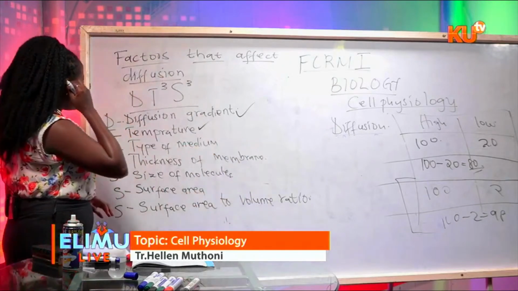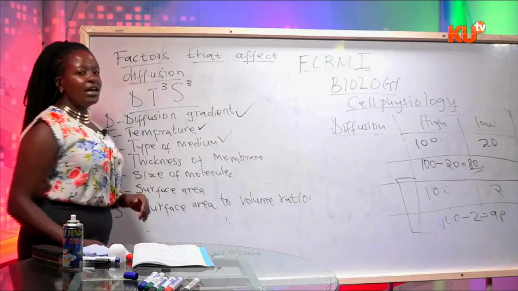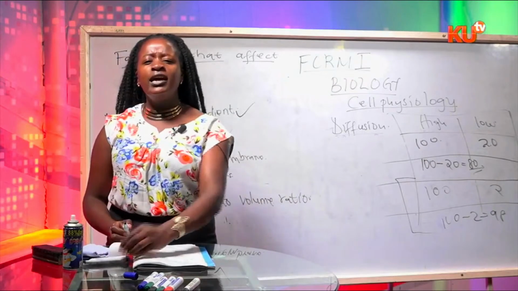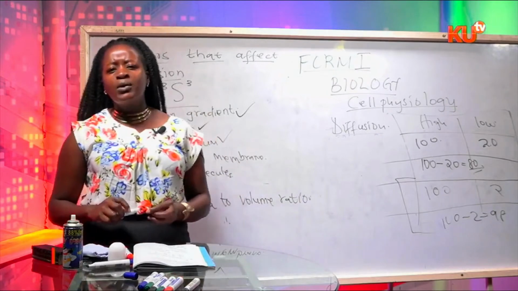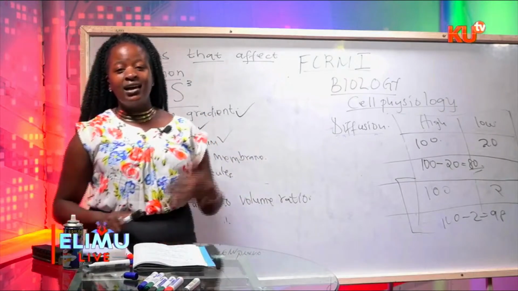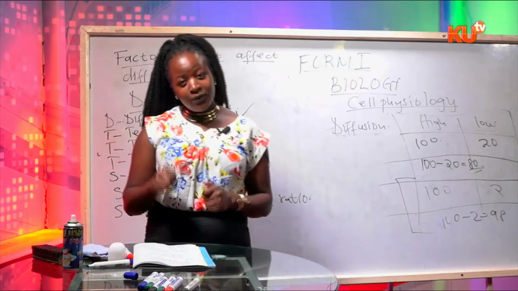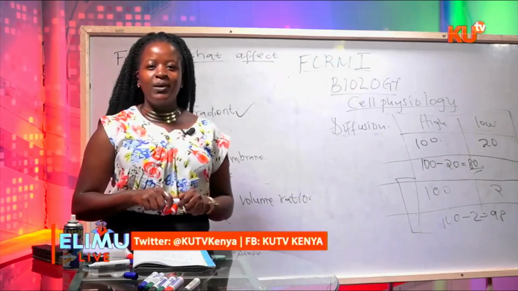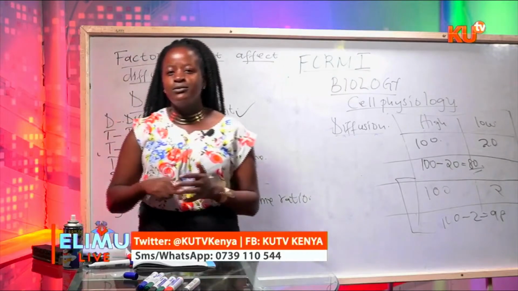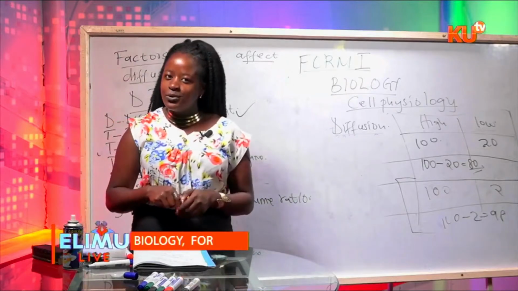Then we have another factor, that is the type of medium. A medium is where something is taking place, or it can be a reaction, it can be a movement. So we have three types of mediums. That is the three states of matter: solids, liquids, and gases. Diffusion does not take place in solids, but it takes place in gases and liquids.